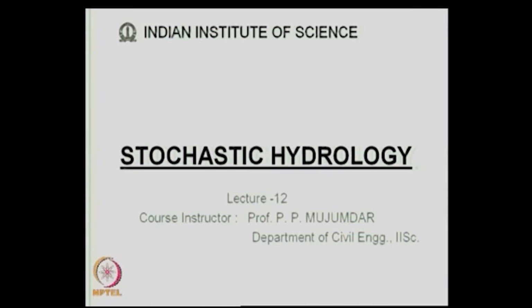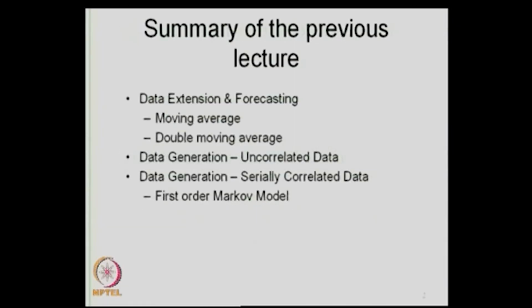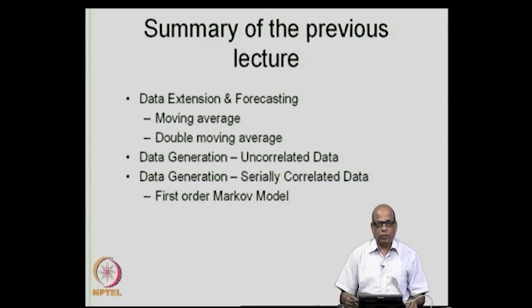Good morning and welcome to this, the 12th lecture of the course Stochastic Hydrology. If you recall, in the last lecture, we discussed methods of data generation and forecasting, and for the forecasting we discussed specifically the average based methods, that is the methods based on averages. Specifically the moving average and the double moving average, where the time window is kept constant and then you keep on computing the averages over that time window, and the window itself keeps on shifting across the data.